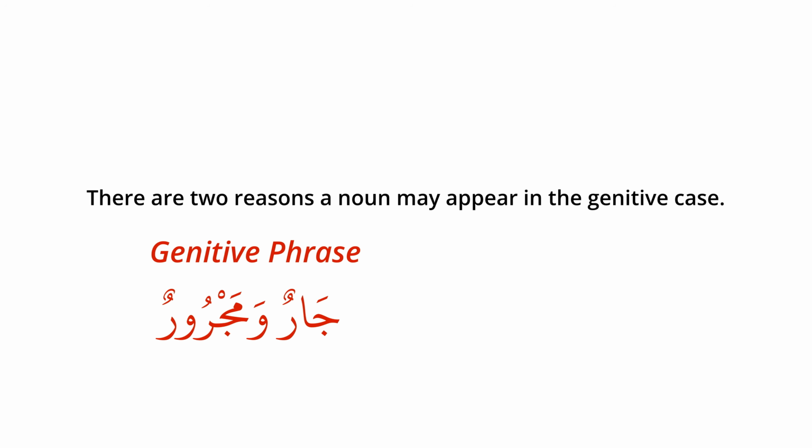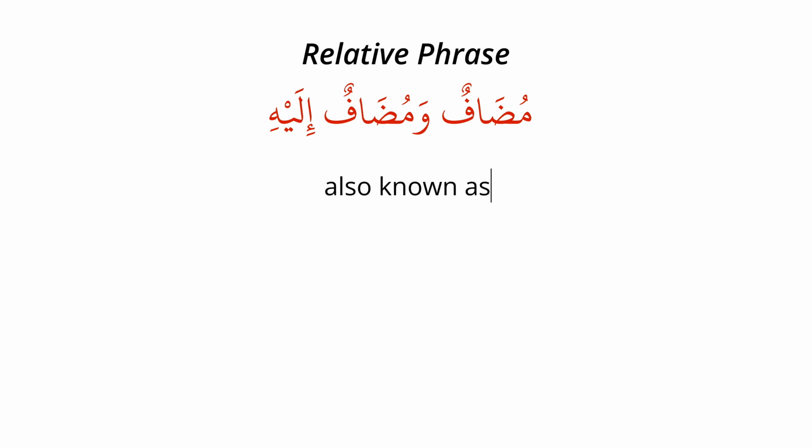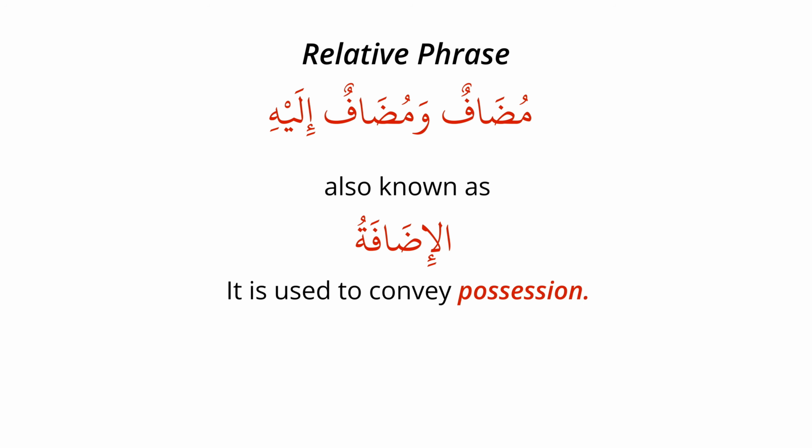So the other reason for a noun being in a genitive case is when a noun is in a relative phrase, which is today's topic. The relative phrase in Arabic is called Mudhaf wa Mudhaf Ilaihi. It is also known as al-idafah, and it is used to convey possession. In other words, it shows a relationship between two nouns.